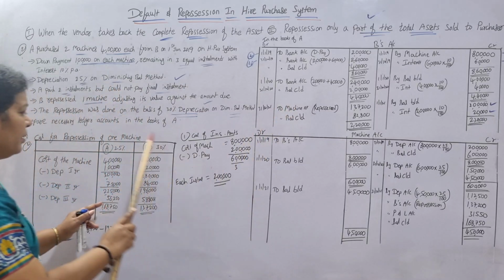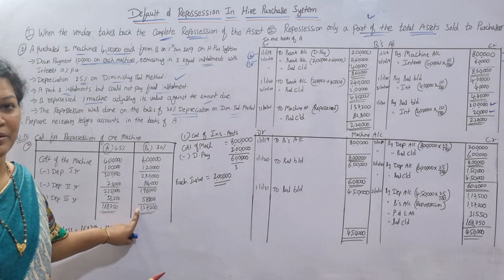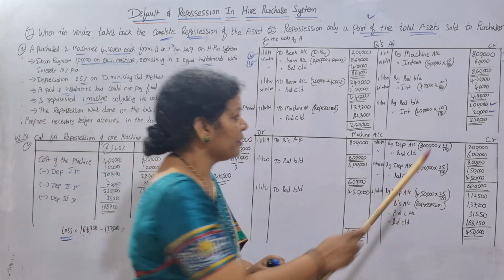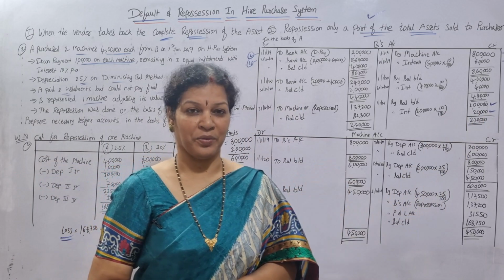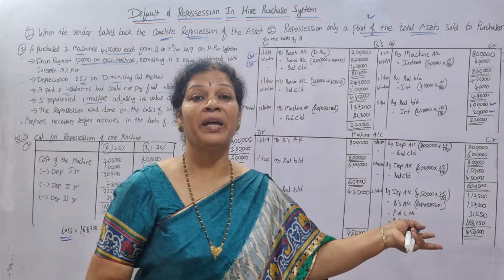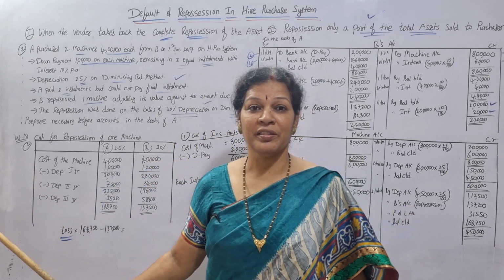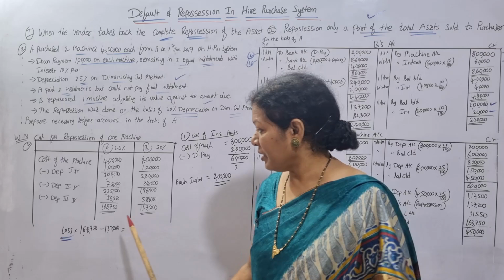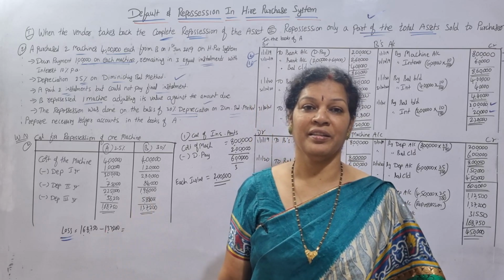Now coming to B's account. As per B, the machine value is 1,37,200. In the previous problem also, the total amount was transferred to the asset account. Here also we could have done the same thing, but the depreciation amount is as per the depreciation of B. The asset value is 1,37,200 only.